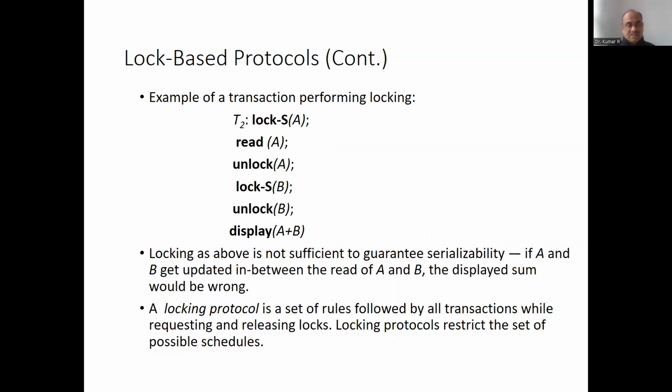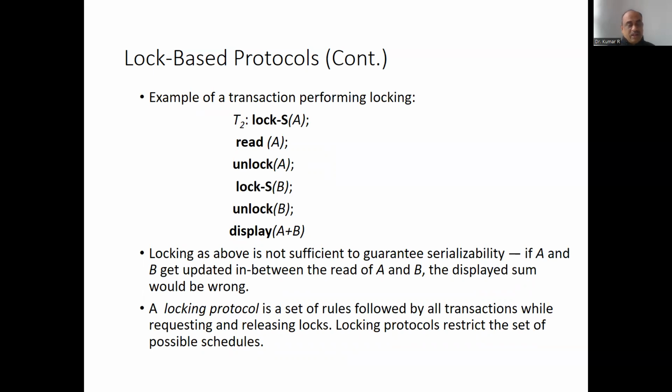We have a transaction T2 and a data item A. Lock-S is a shared lock, and read is a read operation. So the transaction requires a lock on data item A in shared mode, so that we can perform the read operation. Once it is over, we unlock. Another transaction requires the shared lock on data item B, and once it is unlocked, A is available and B is available, then you can execute display A plus B. If you are going to write the value of A plus B into another data item, then you request the transaction manager for an exclusive lock.